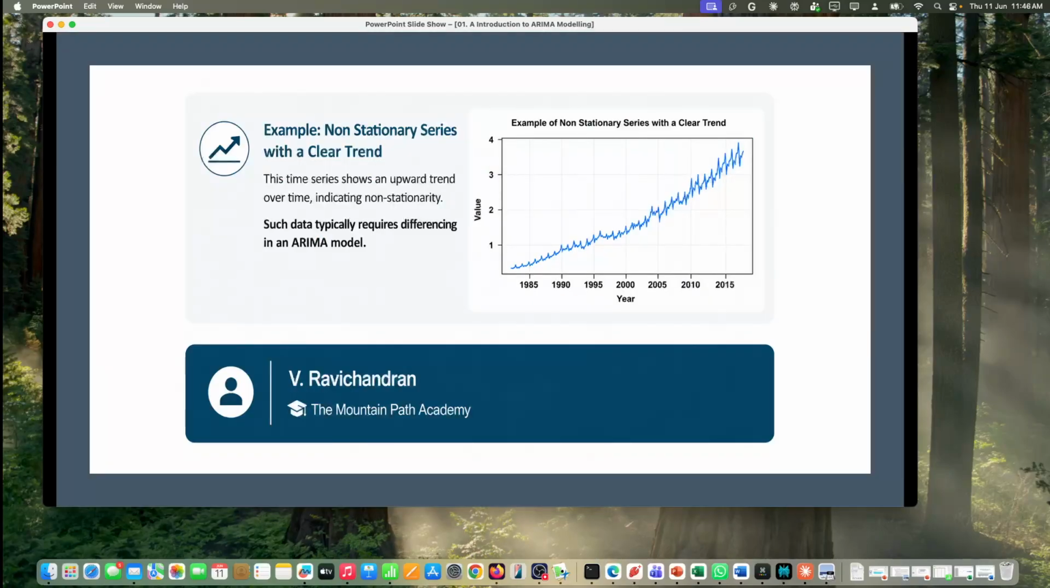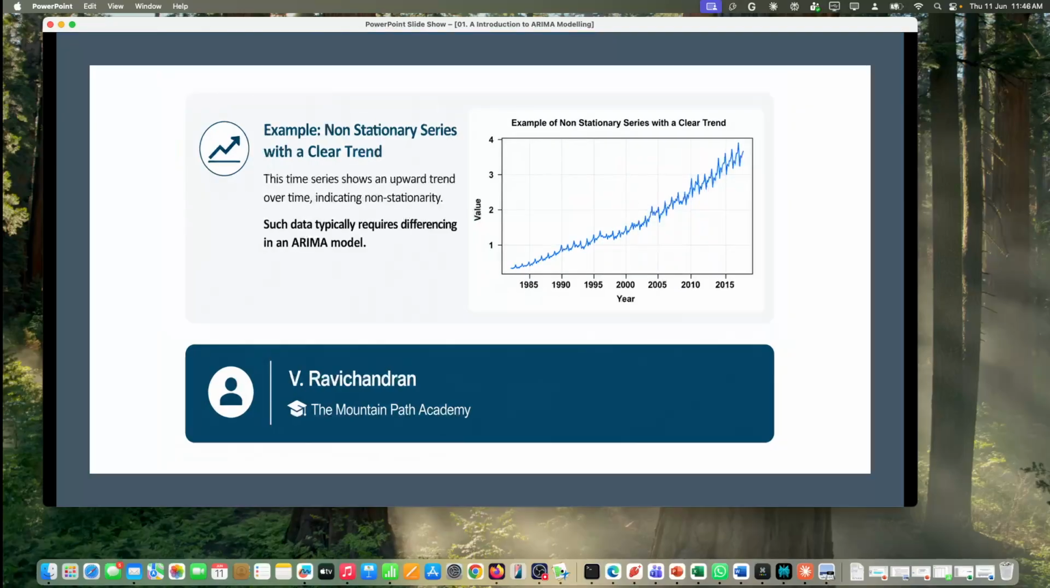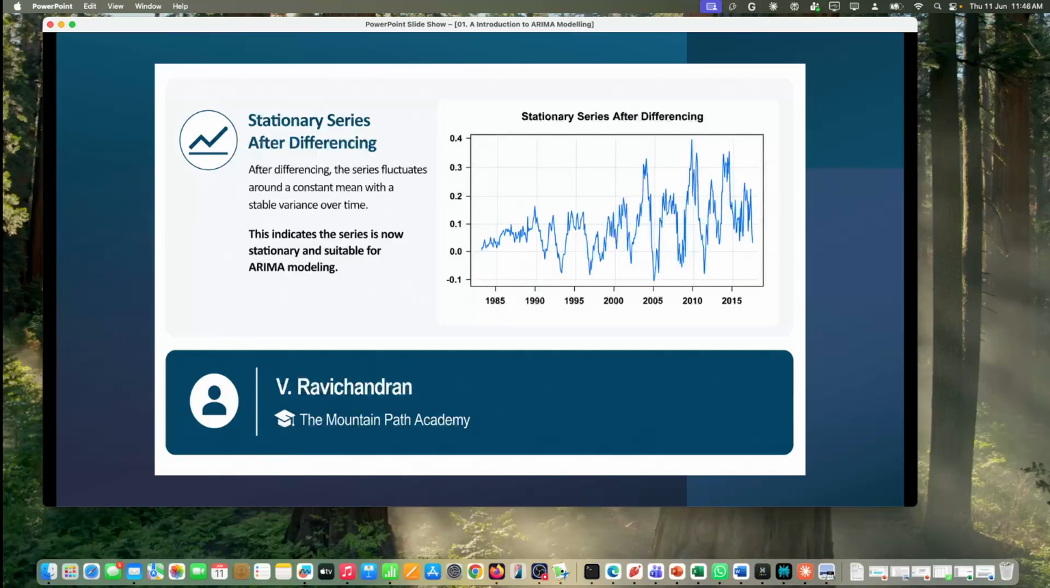Now look at this diagram here. As soon as you see the series, you can see that it shows a very clear upward trend. That means it's a non-stationary series. When we do the differencing, the same series becomes stationary, with more or less a constant mean and trend removed. That is a very important aspect of the ARIMA model, converting a non-stationary series into a stationary one by differencing.